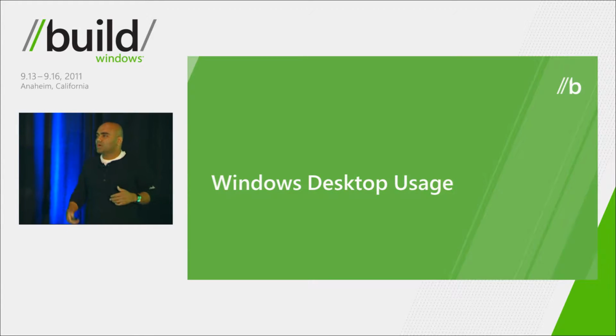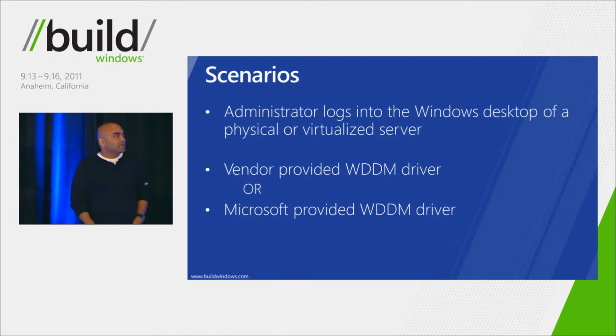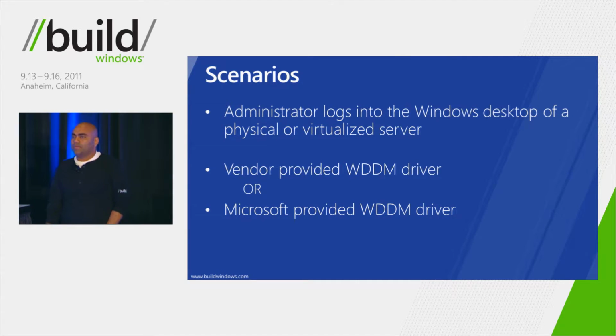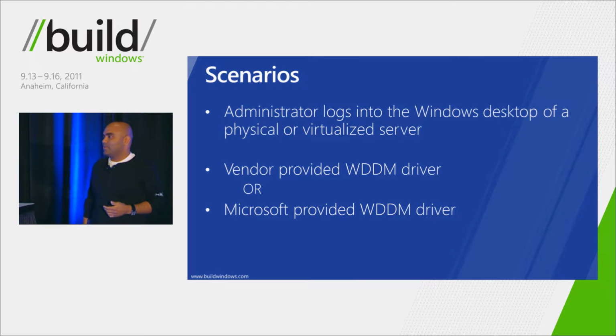So the first one was, again, the scenario where the administrator is logging into the desktop, whether it's a physical or a virtualized desktop for management purposes. And really, you have a couple of options here. If it's a physical or a virtualized server, you can get a driver by working with your IHV or your ISV vendor. And this would be a WDDM driver. And I'm going to talk next about how you can create a WDDM driver for your XDDM hardware. Because we really understand that a lot of the servers today are shipping with XDDM hardware, and we want to bring all of those customers onto Windows 8. And so we're going to show you how you can build a WDDM driver for that XDDM hardware.